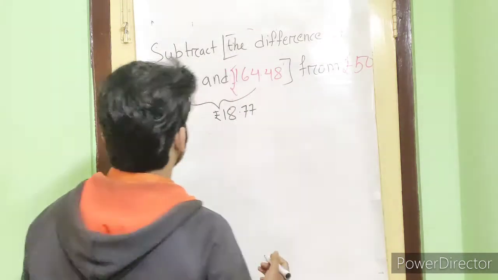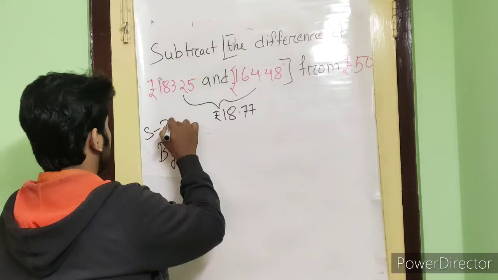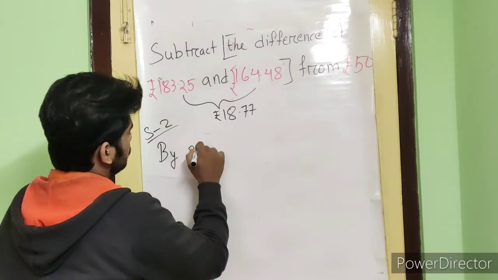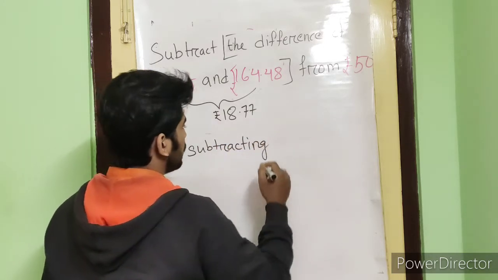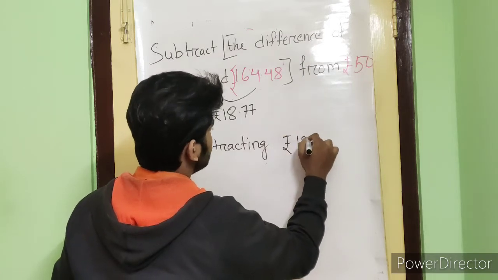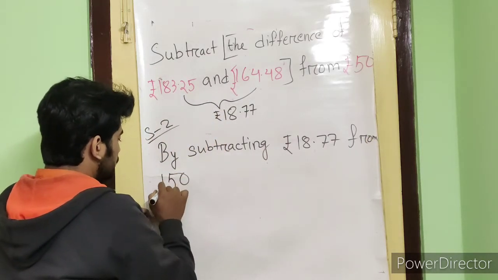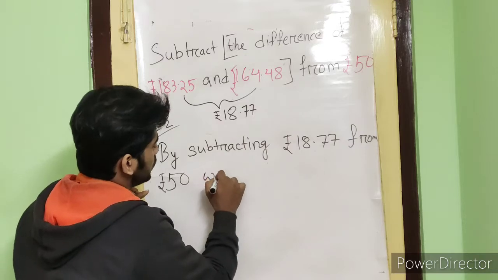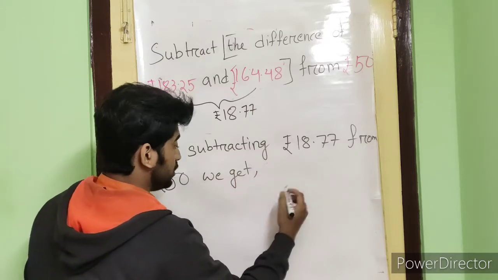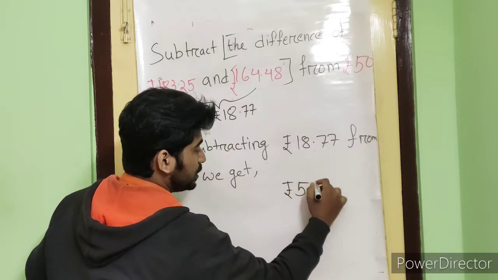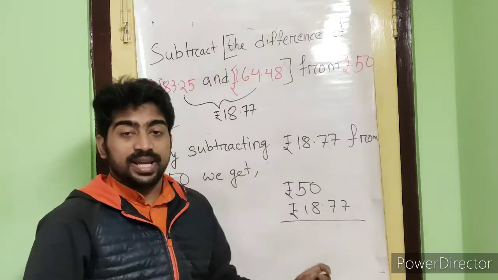So step number 2, what is step number 2? You can write step number 2 here, by subtracting rupees 18.77 from 50, rupees 50, we get, let's do the subtraction here, rupees 50 minus rupees 18.77. Here all students make a mistake.